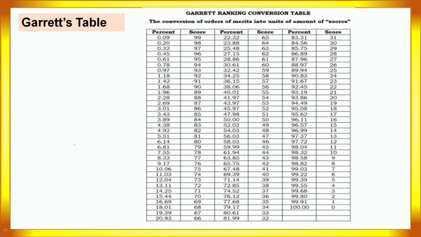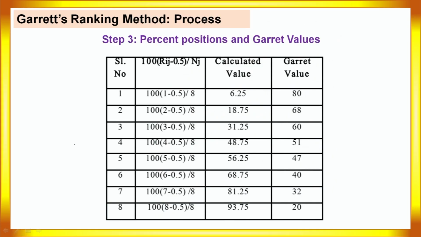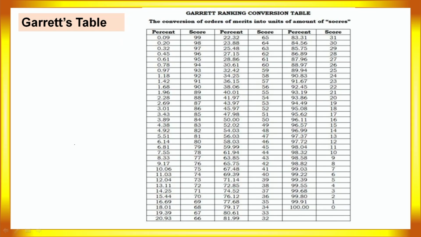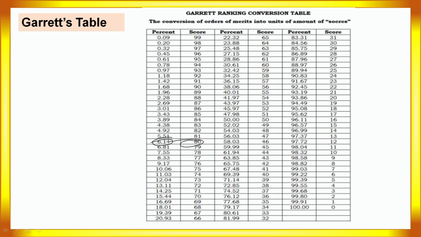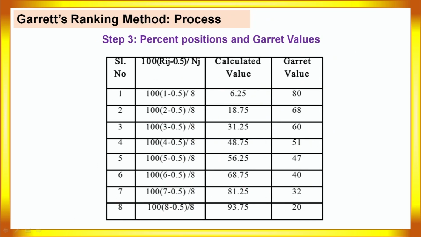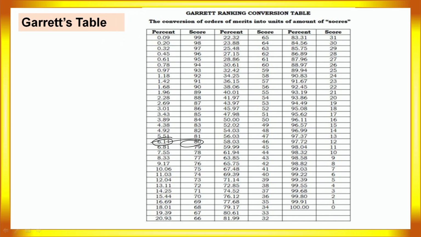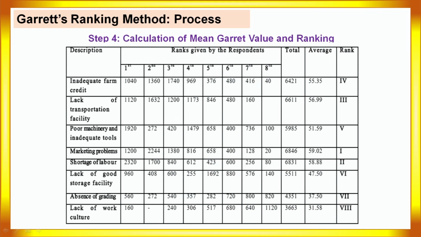Now, like in the previous example, the first calculated percent position value was 6.25. So what will be the corresponding Garrett table value? Here, you have to find the nearest value to 6.25, which is 6.14, and that corresponds to 80. So 80 is the Garrett value for the 6.25 percent position. In a similar way, the second percent position is 18.75. The nearest value is 18.01, so 68 is the Garrett value.